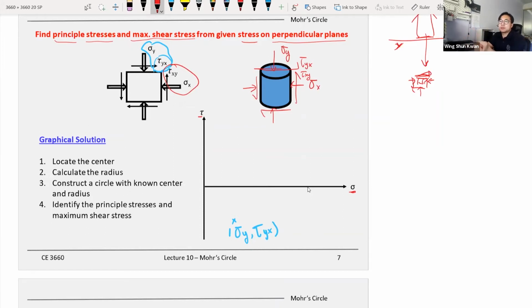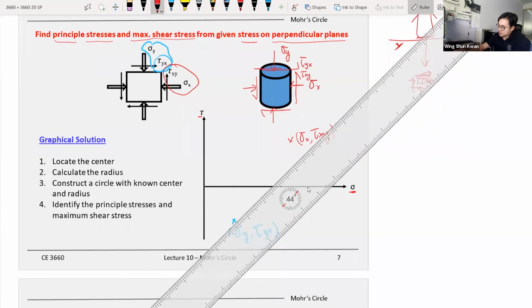If you lose track at this point, make sure you truly understand what's going on, because the positive and negative signs are important. If you mess up here, then the whole thing will be wrong from the very first step. So for this coordinate pair, you have a positive normal stress sigma x and a positive shear stress. With that, we can form the diameter.